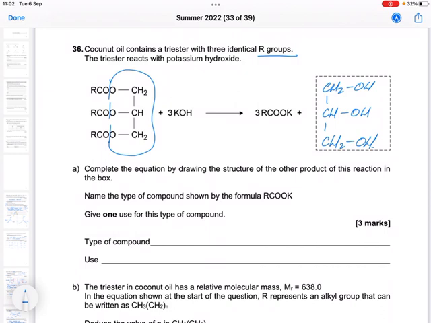Name the type of compound with the formula RCOOK. So this is a carboxylic acid, so this would be the salt of a carboxylic acid. However, in this reaction here, it's the biological term for it, so it's a fatty acid, so it would be the salt of a fatty acid. And I think, well, on the mark scheme, either of those will be fine. So salt of a fatty acid or salt of a carboxylic acid. And the use for these is soap. You either know that or you don't.